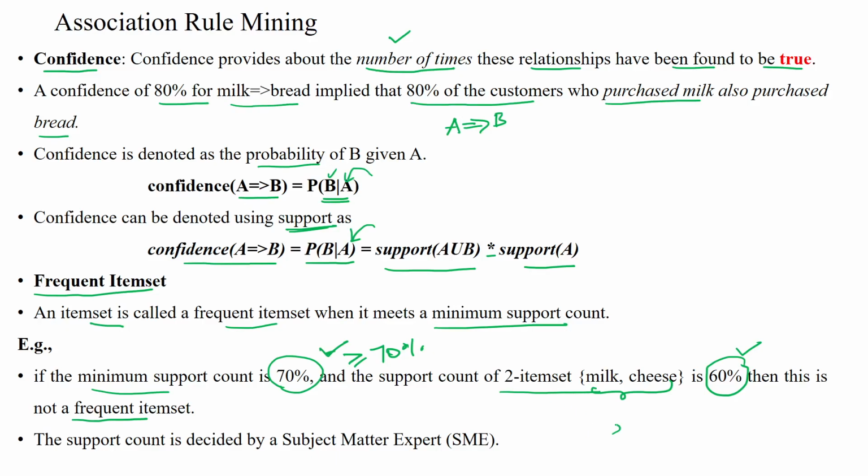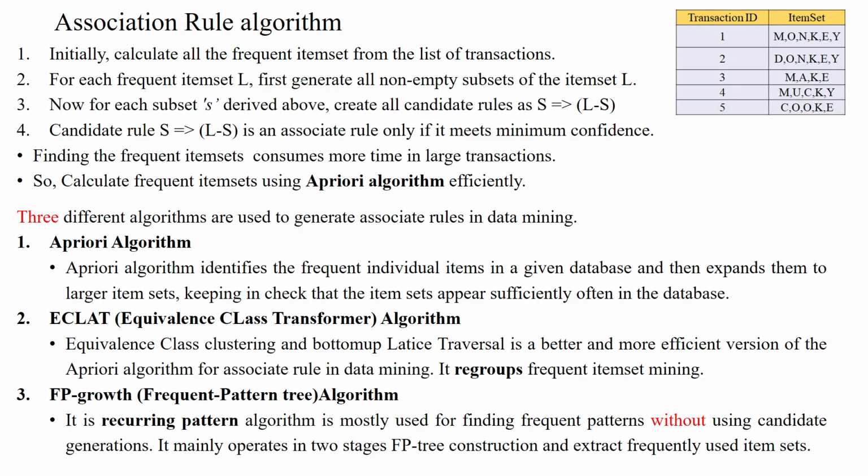Suppose I have the item set egg, bread. This two item set has 72 percent support count, so we can say this is a frequent item set, because 72 is greater than the minimum support count of 70%. The support count is decided by the subject matter expert, and the algorithm of association rule mining is given here. This is the given data set, which has the transaction id and item set.